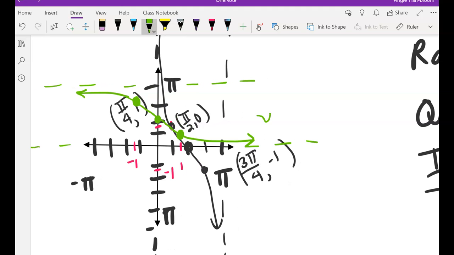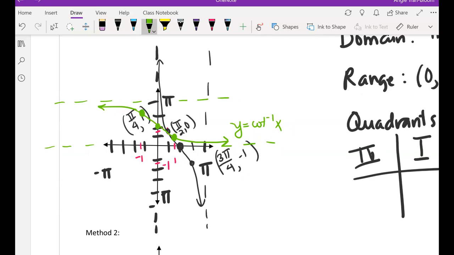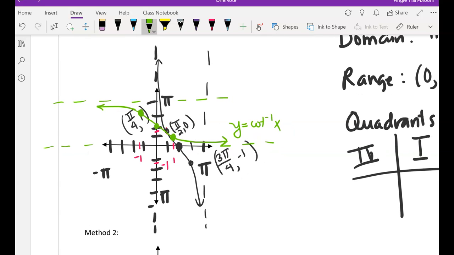So that is what cotangent inverse looks like. Does it look like it's symmetrical about that line, y equals x? Yeah, okay. Now, we are going to come back to method number 2, but right now, let's go to example 2.